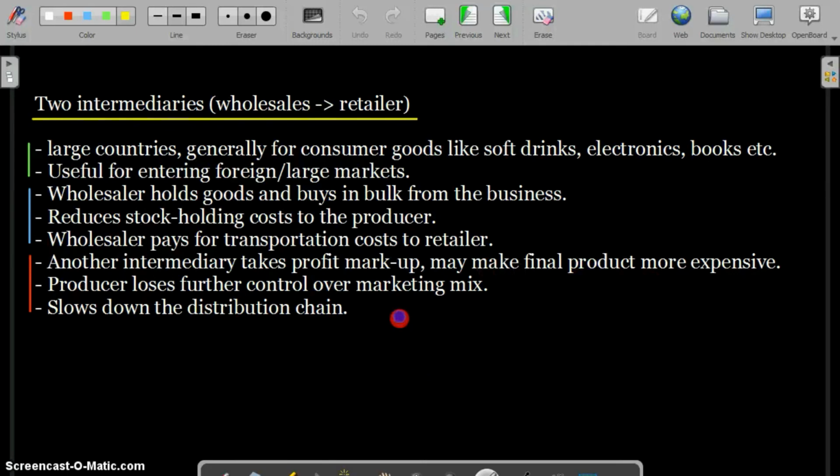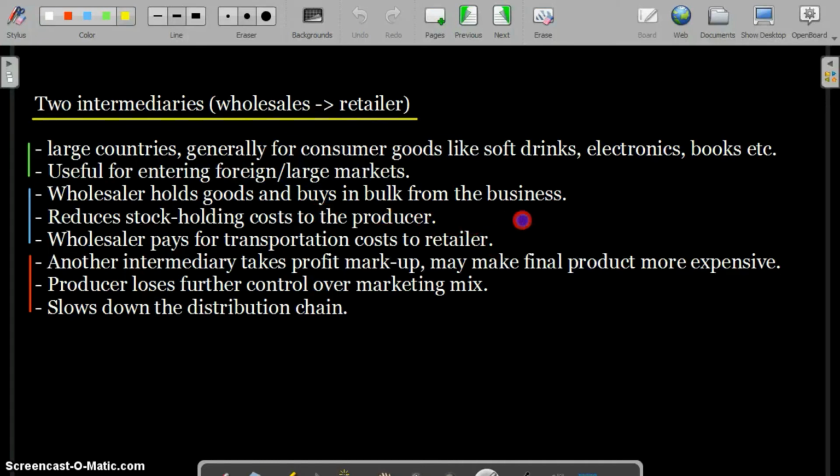The producer loses further control over the marketing mix, and it slows down the distribution chain. The chain gets longer. It takes more time to reach the customer. So that's all. I guess there might be some confusion over these points, but there's nothing much in detail.